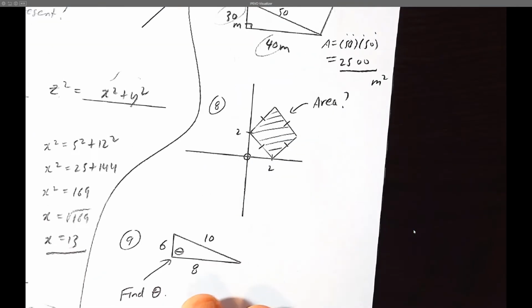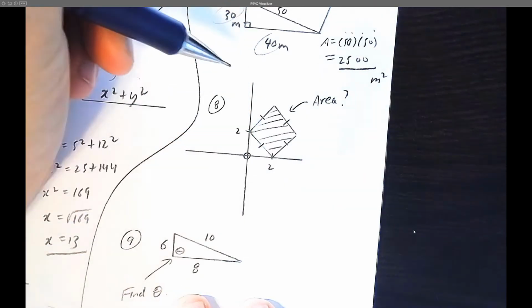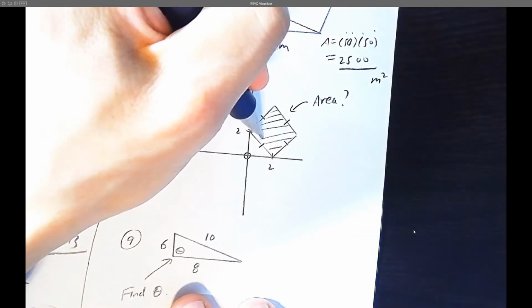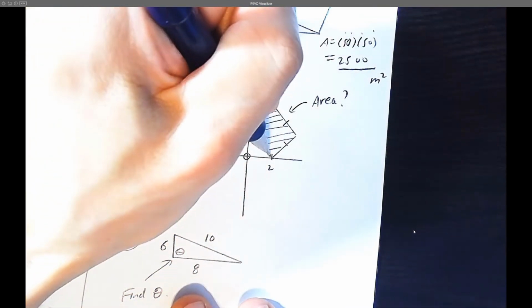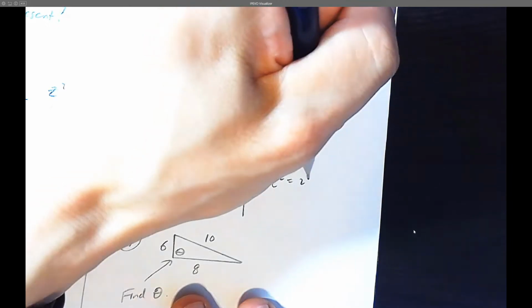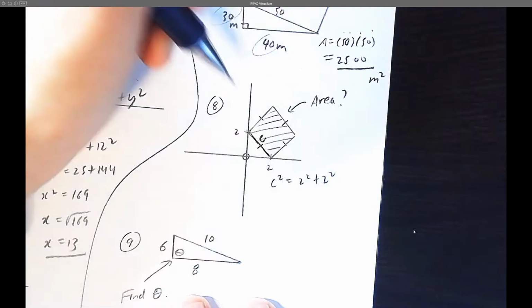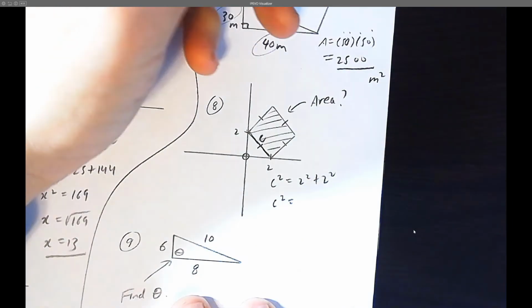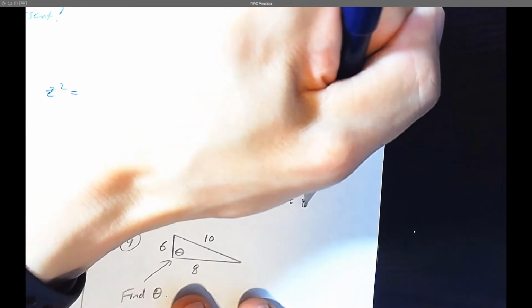Now as for this question here, this is from your textbook. This is 2, this is 2. Can we figure out what the side length C is? This is the hypotenuse. It goes from here to here. We're going to say C squared equals 2 squared plus 2 squared. This happens to be a leg length of 2 and 2. So C squared equals 4 plus 4, which is 8.